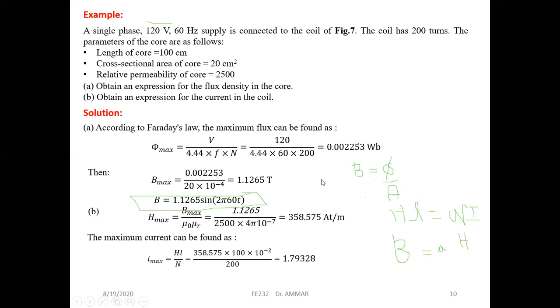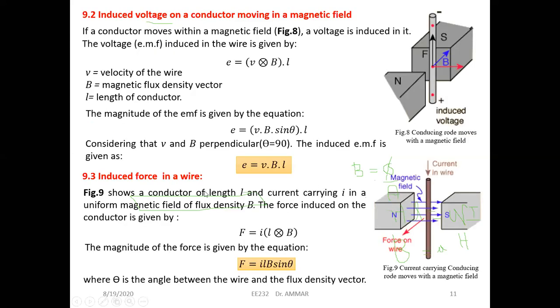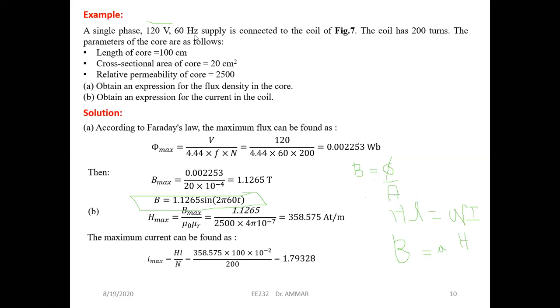So the current can be deduced in a similar way. For example, for the RMS current, we can directly divide this by square root of 2 to find the RMS current. This is the example. I hope it's clear.